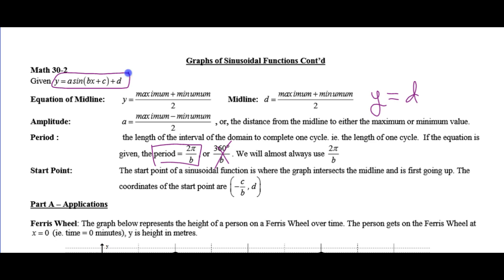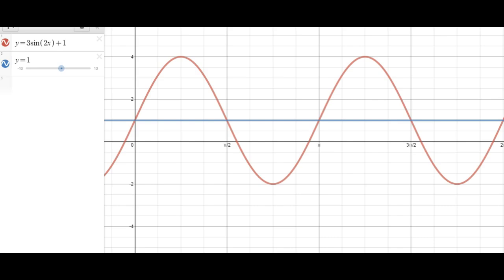Period is the length of the interval of the domain, that means the x values, the horizontal axis, to complete one cycle. For one cycle, you can start anywhere and end. I could start here and end here, and that would be one cycle. I could start here and end here, and that would be one cycle.